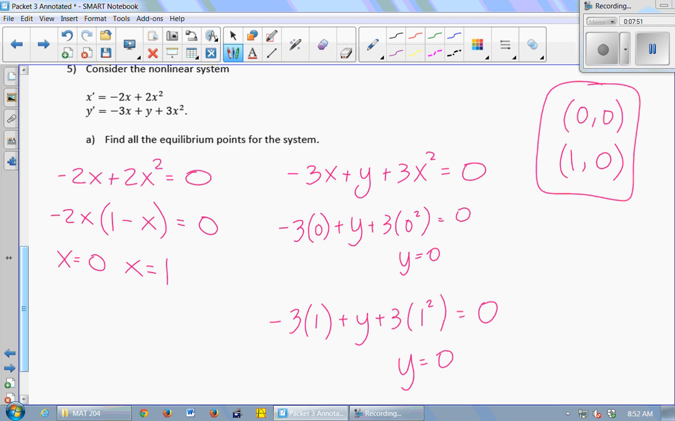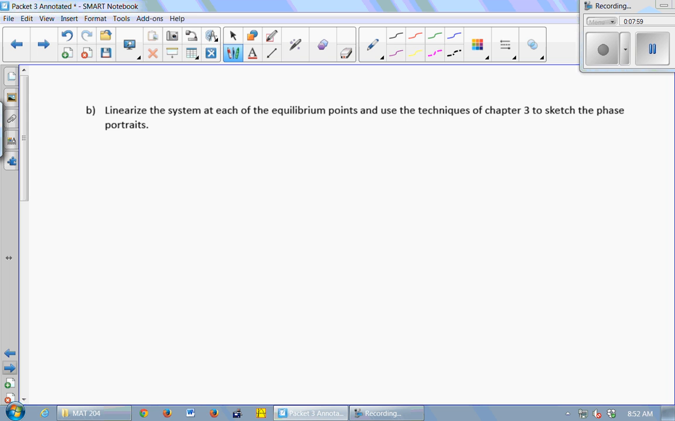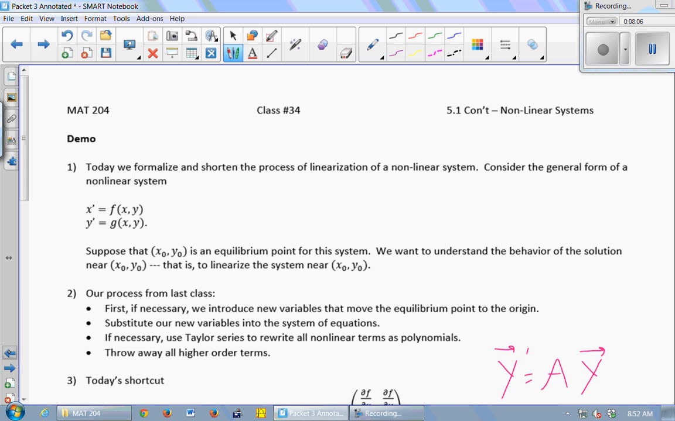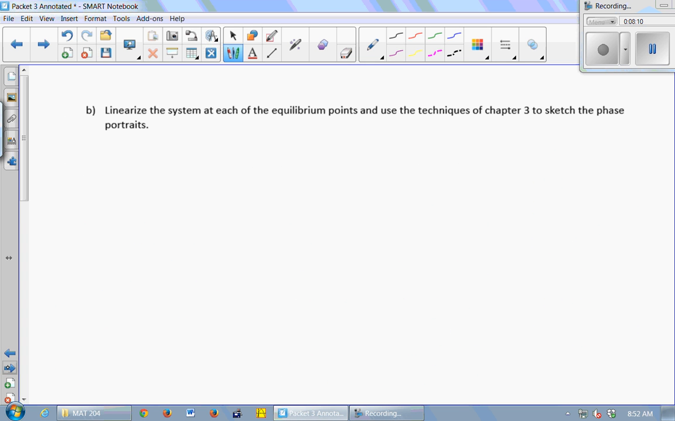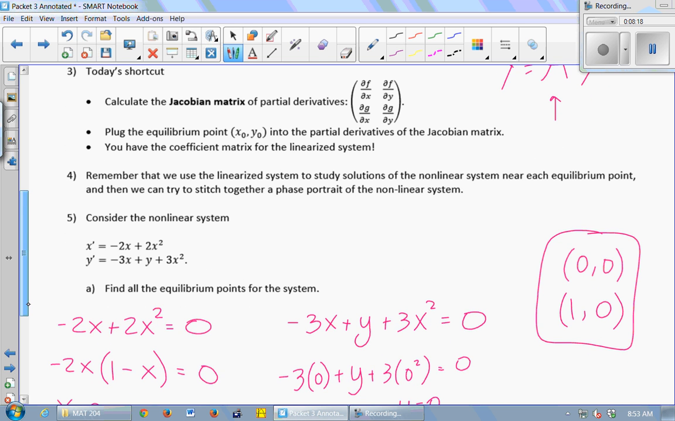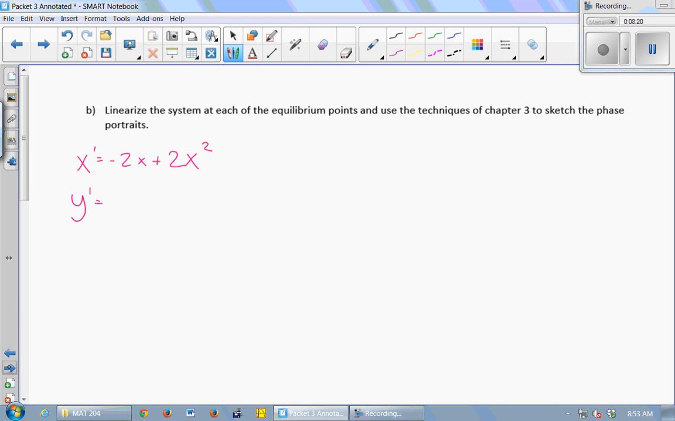Okay so far? All right, so now we begin the process of trying to linearize the system about each of these equilibrium points. So first I have to come up with the Jacobian matrix. So maybe I'll rewrite the system here. x prime is negative 2x plus 2x squared. And y prime is negative 3x plus y plus 3x squared.